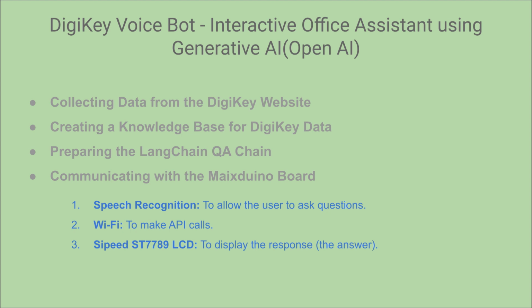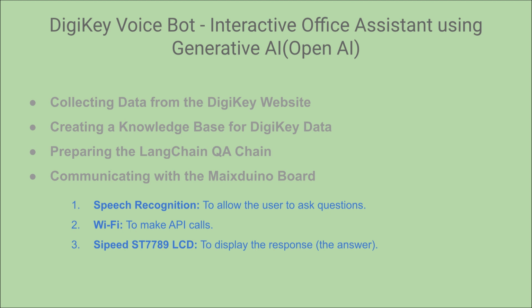The second step is creating a knowledge base for the DigiKey data. Based on the DigiKey website data, it will be creating a database. That is the second step. The third step is preparing the LangChain QA chain. Based on our knowledge base, this LangChain will give the QA format, I mean the question answer format.